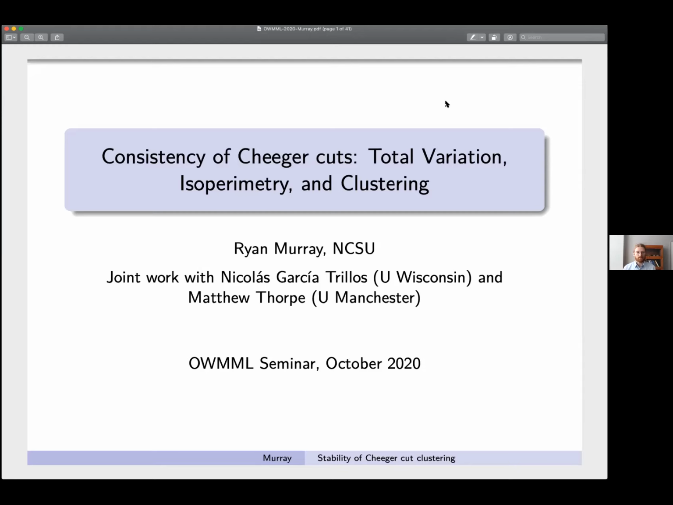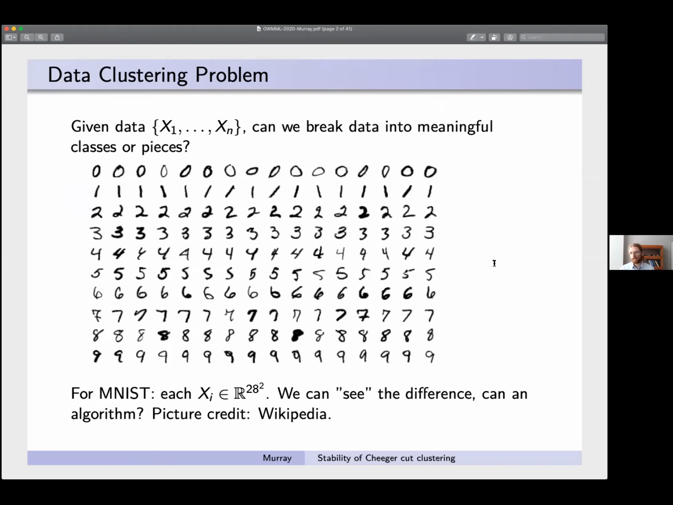So just like Matthew said, I'm going to be talking about consistency of Cheeger cuts, with these ideas related to total variation, though I'm mostly going to be focusing on perimeter and isoperimetry, which is a word I'll say a lot more about later, and clustering, which is really our machine learning or data science problem that we're going to be considering. All right, okay. So to start out, I want to introduce the data clustering problem.